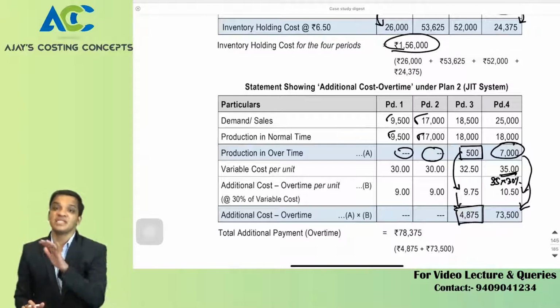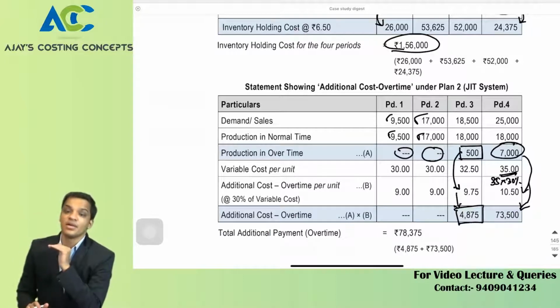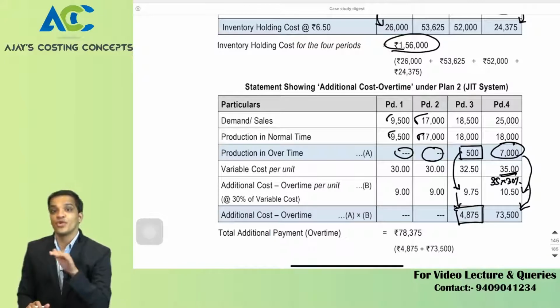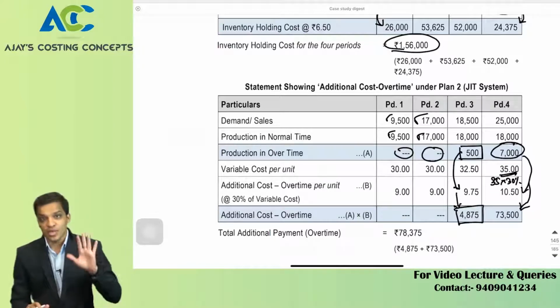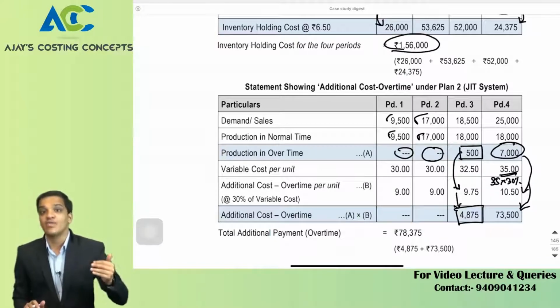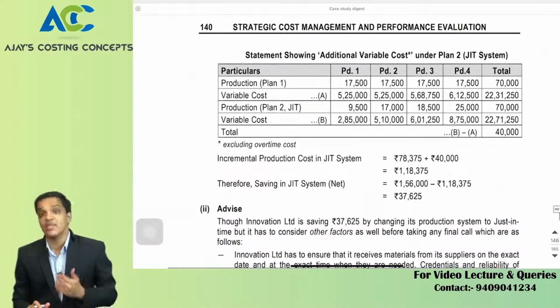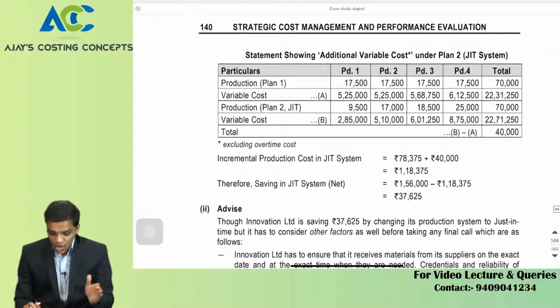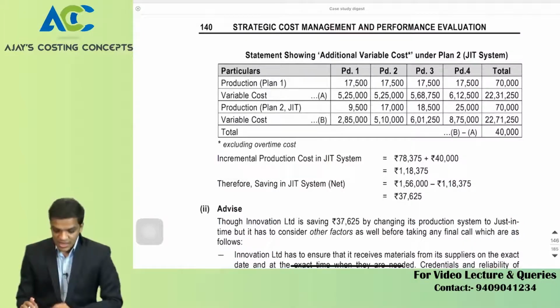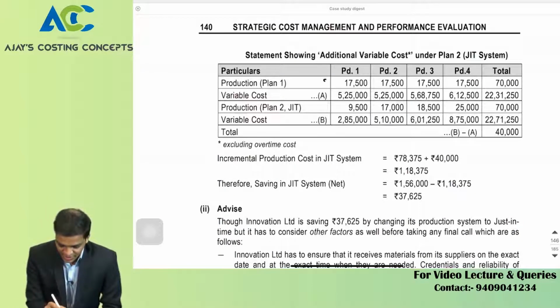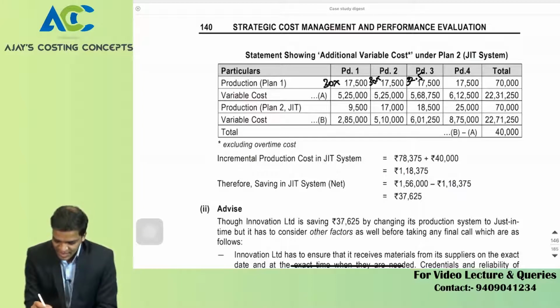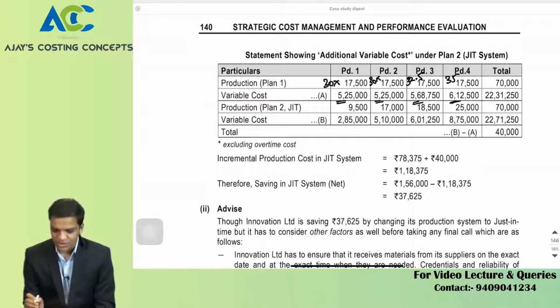So basically we are saving in our just-in-time plan 2 if we only consider this cost. But wait, hold on, our second cost is the variable cost, right? In all four quarters, if you observe, it would be 17,500 into 30, 17,500 into 30, 70,500, 32.5 and 35, that would be multiplied to calculate this amount of variable cost, right?